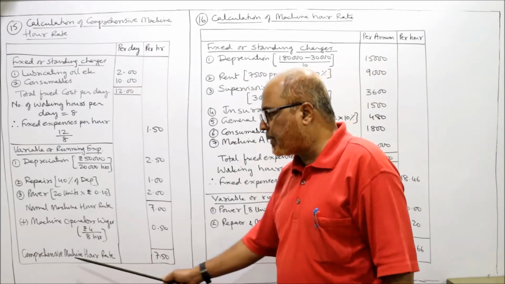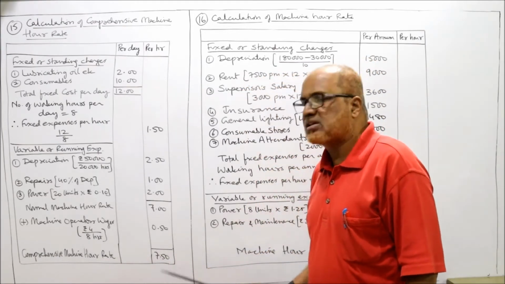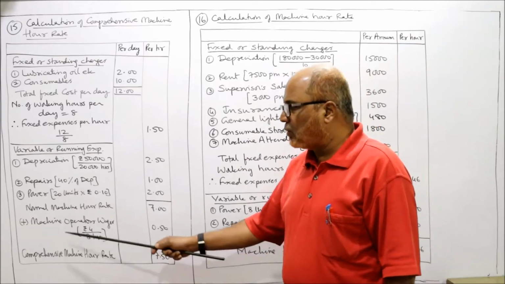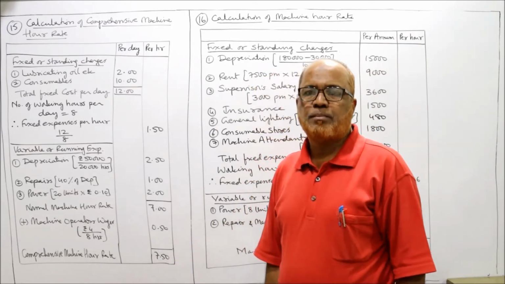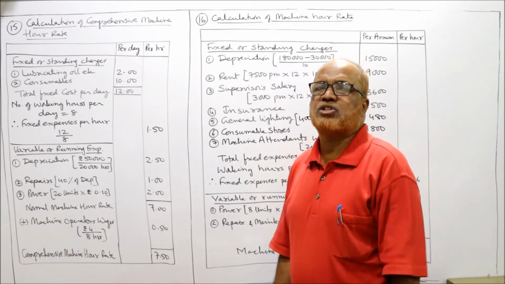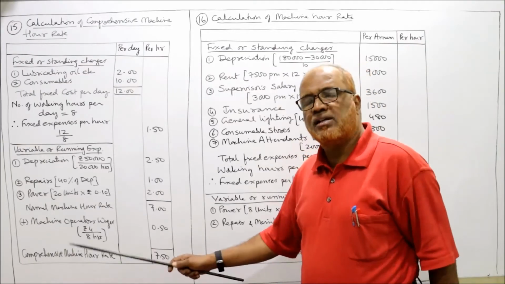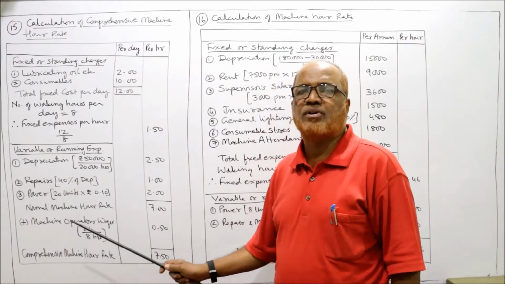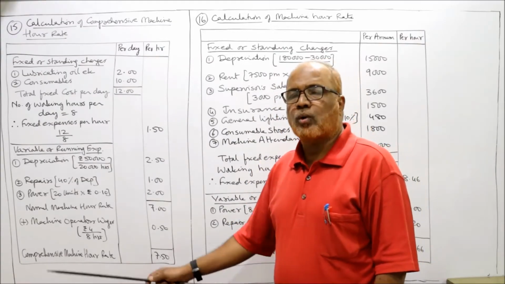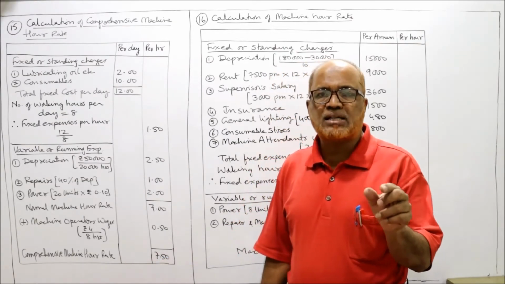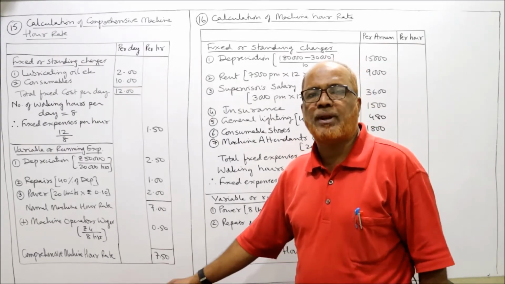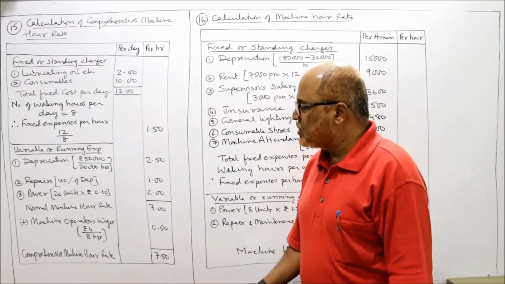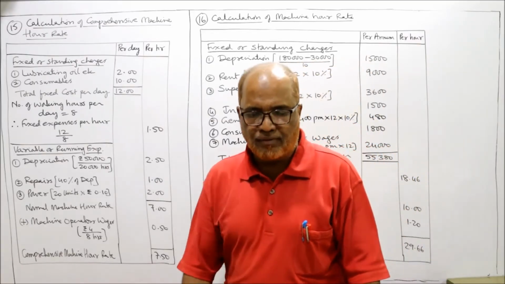Now total comprehensive machine hour rate is 7 rupee 50 paisa. So without adding this machine operator's wages, we'll get normal machine hour rate. In the previous problem we were calculating only normal machine hour rate. This is the first problem where it is asking you to calculate comprehensive machine hour rate. So simply you have to add machine operator's wages to normal machine hour rate to get comprehensive machine hour rate. That's all. So this is the end of problem number 15.